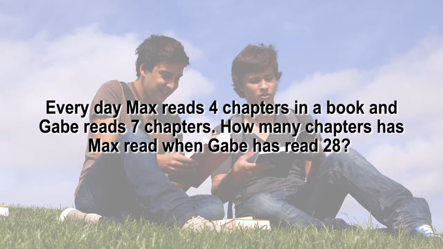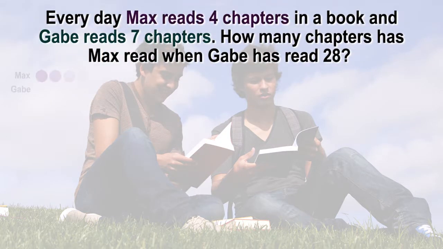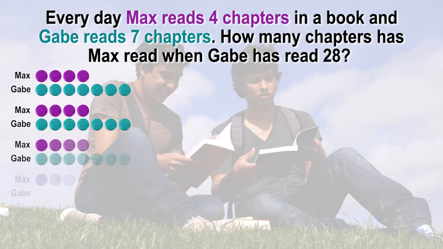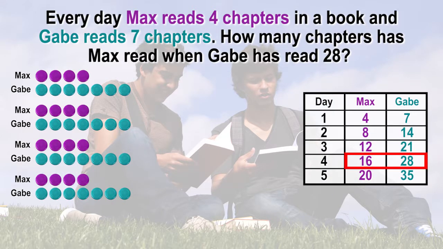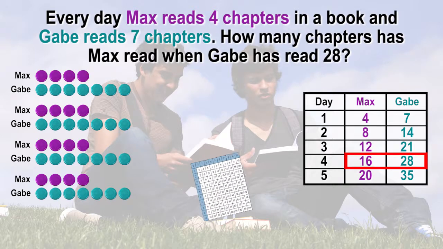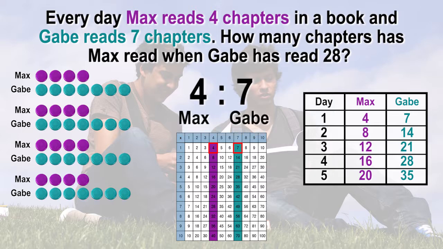Every day Max reads 4 chapters in a book and Gabe reads 7 chapters. How many chapters has Max read when Gabe has read 28? There are a number of ways to find the ratios. Using manipulatives, it might look like this. If a table of equivalent ratios is made, it may look like this. Using a multiplication table, we can find the equivalent ratios for various problems. The simplest form of this ratio is that Max reads 4 chapters for every 7 chapters Gabe reads.